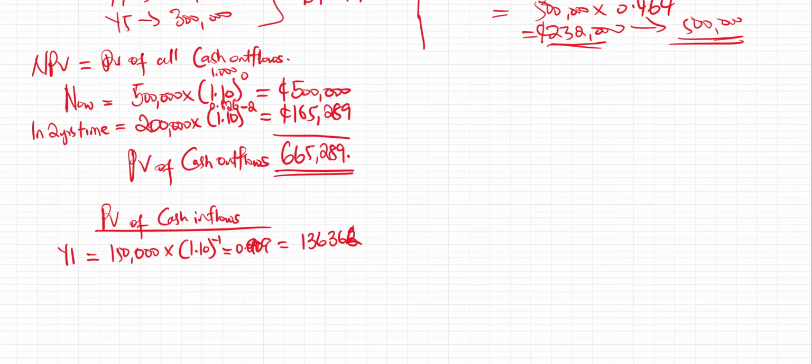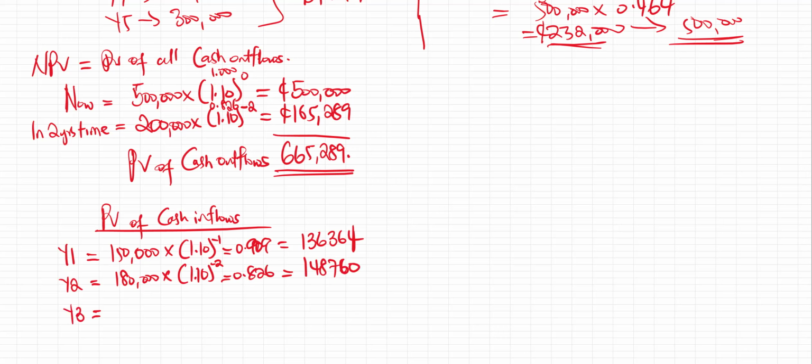136,363 or 364, right? Yes. Year 2, we got 180,000. 180,000 multiplied by 1.10 raised to the power minus 2, 0.826. We multiply 180,000 by 1.1 raised to the power minus 2, and we end up with 148,760. We go to year 3.